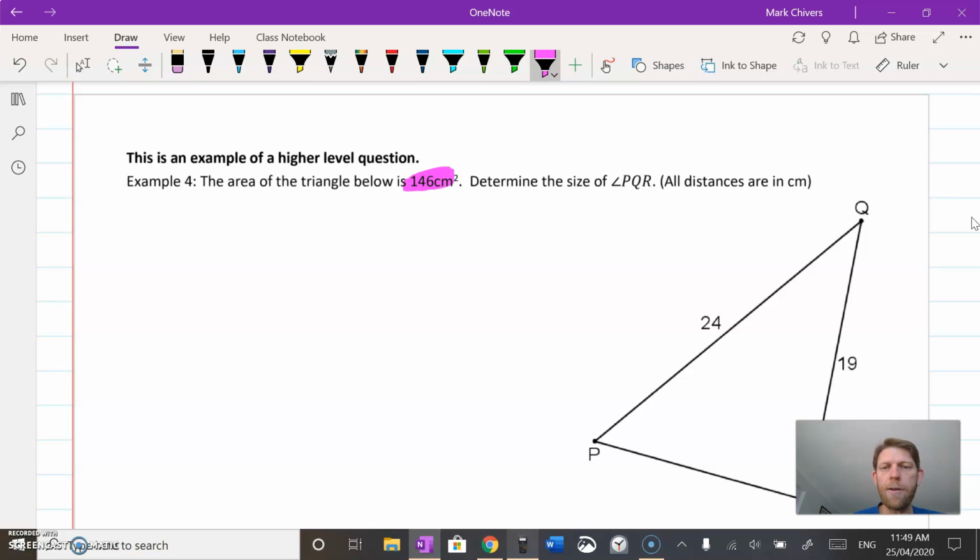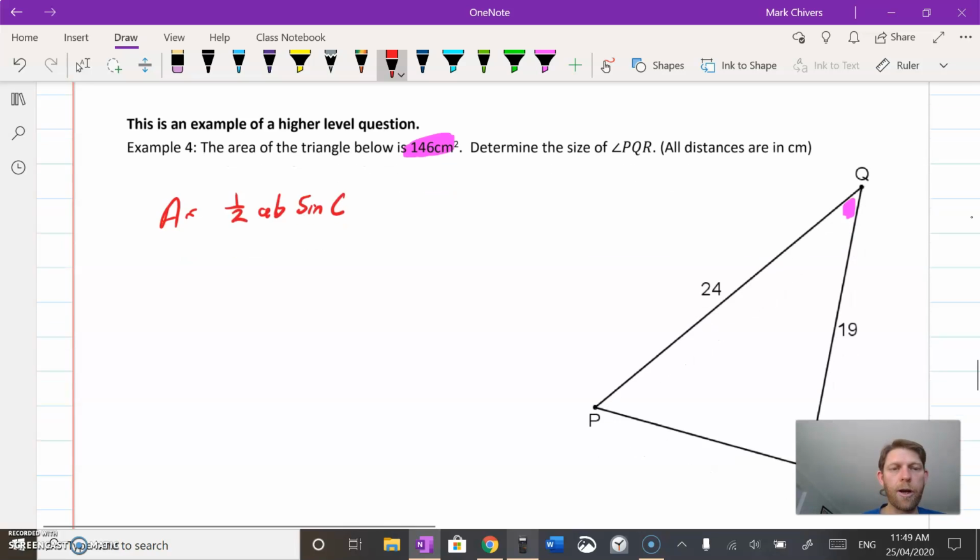and what we've been asked to do is to find the angle PQR, which is that angle in there. So obviously that's the angle in between two sides that we know. And we already know the area, so if I was to use my area formula, the area equals a half AB sine C. Well, I just start substituting in what I know.